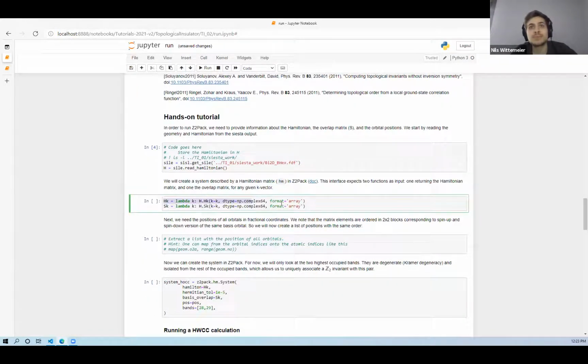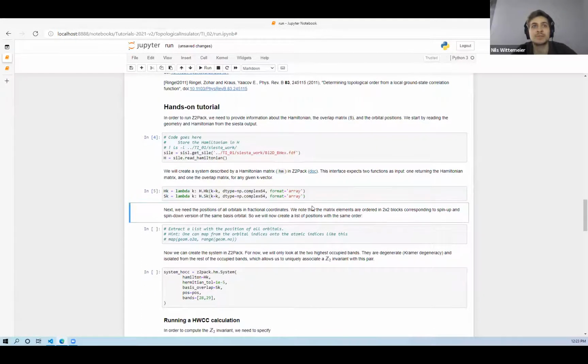And then we define two helper functions. If you want to do something like this for a different system, you can just use the same definition, where we're basically just defining a function where you can give a k point and then it returns the Hamiltonian in the dense format as complex numbers for the overlap and the Hamiltonian.